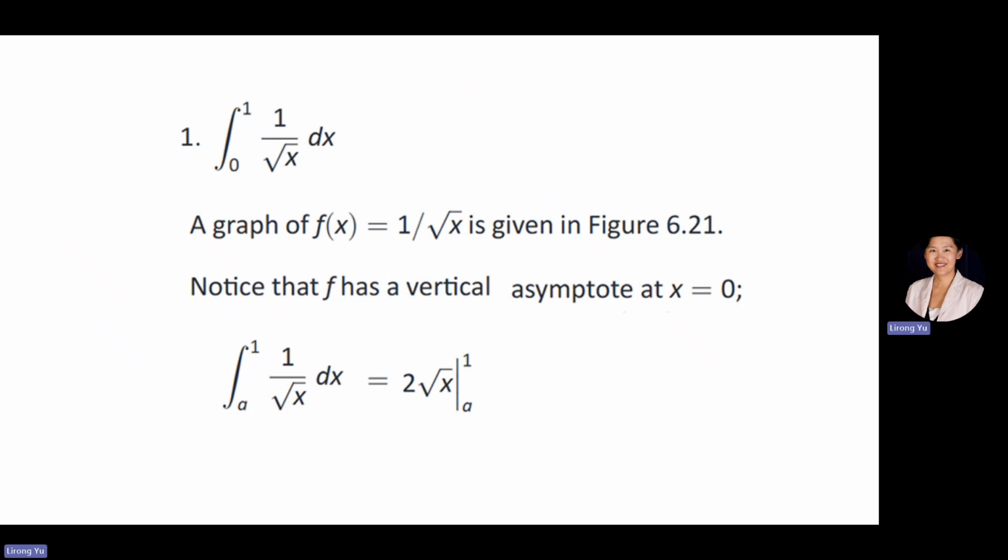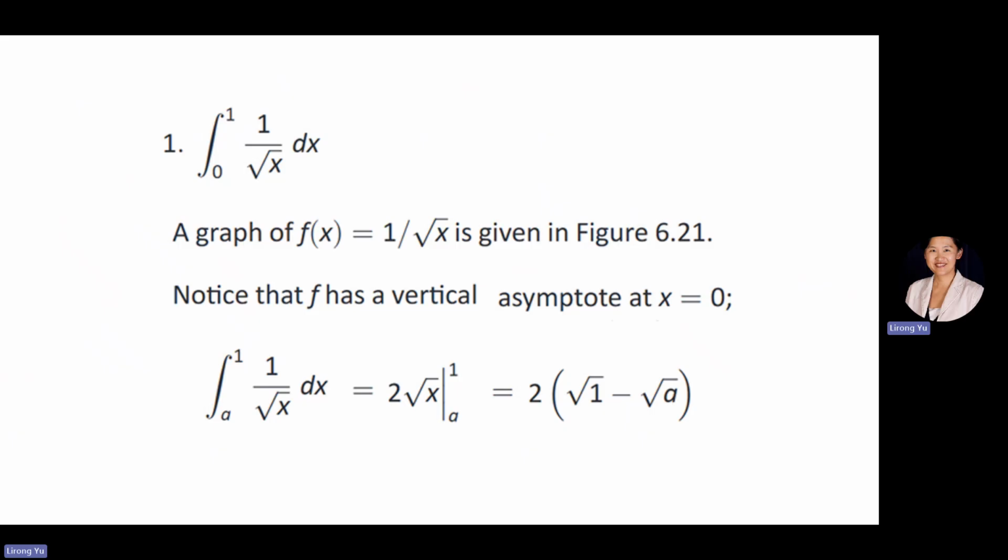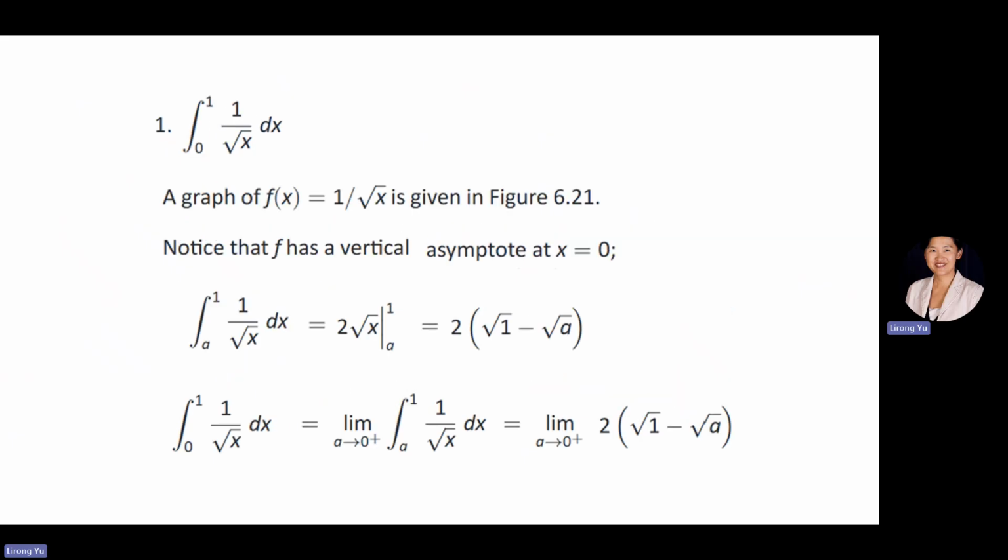All right, so you know how to calculate it. We're going to plug in the 1 to the antiderivative and also plug in a. So the lower limit is a. So we end up having 2 times the 1 minus the a. That's our antiderivative, the final answer for the definite integral. And now what we have to do is make a go to 0.